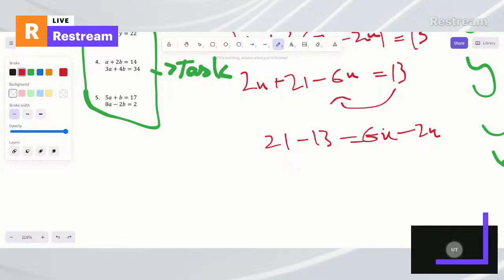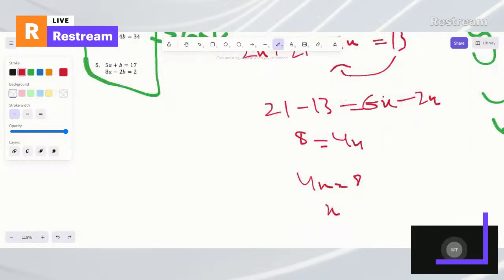What's the value of 21 minus 13? Quickly, it's 8, right? So we're going to write 8 over here, and this will become 4x. So 4x equals 8. Now what's the value of x? x equals 2. All right, great.